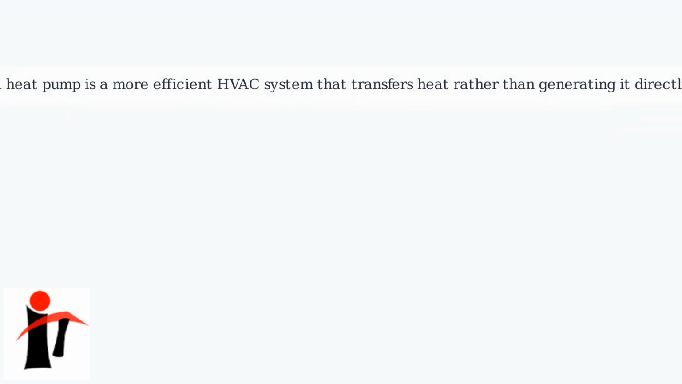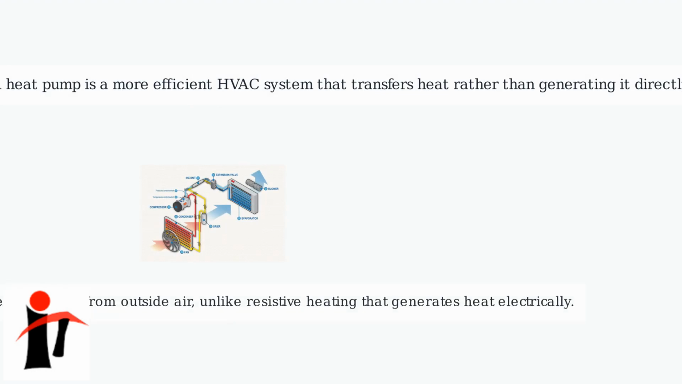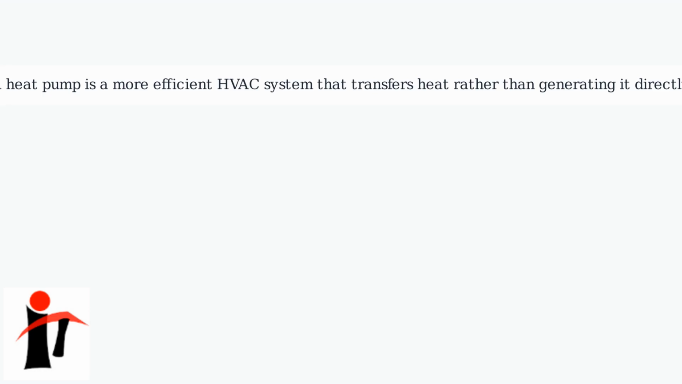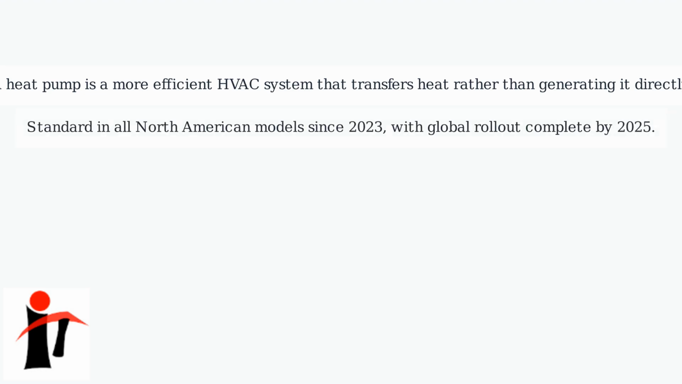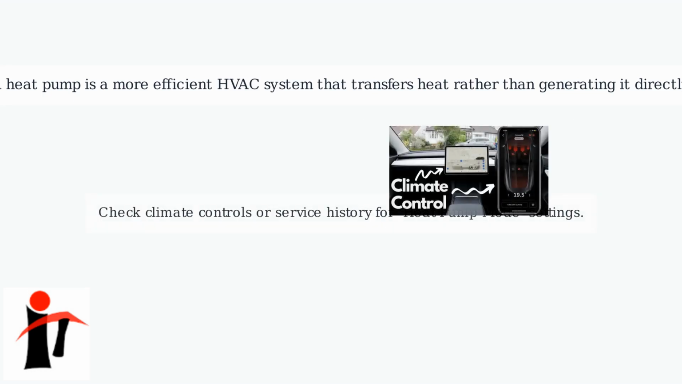A heat pump is a more efficient HVAC system that transfers heat rather than generating it directly. Instead of using electricity to create heat from scratch, it moves existing heat from the outside environment into the vehicle. This technology became standard in all North American Tesla models starting in 2023, with a complete global rollout finished by 2025. To identify if your vehicle has a heat pump, check the climate controls or your service history.